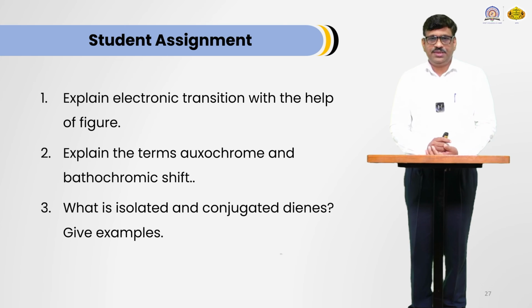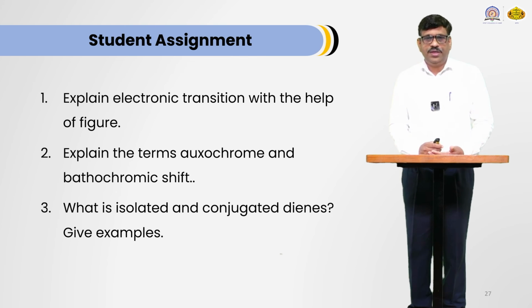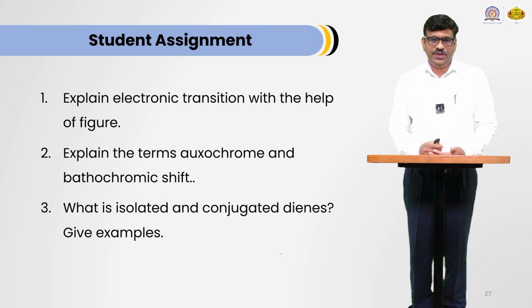Second question, explain the terms oxychrome and bathochromic shift. We have seen different terms: oxychrome, bathochromic shift, chromophore, then hypsochromic shift, hyperchromic shift, hypochromic shift. All these terms we have seen. You have to write down what is oxychrome and what is bathochromic shift. Third question, what is isolated and conjugated diene? You have to give one example for isolated diene and one example for conjugated diene.